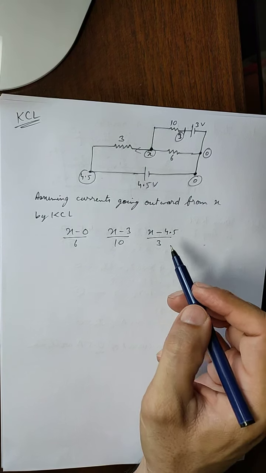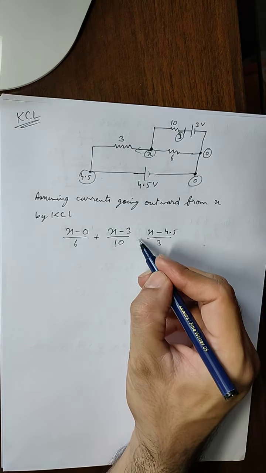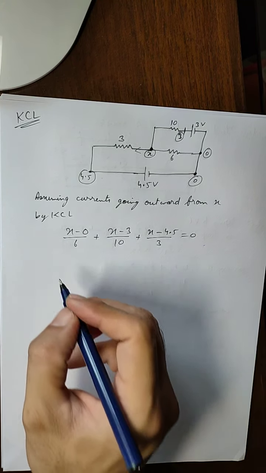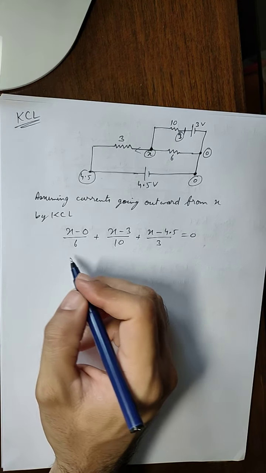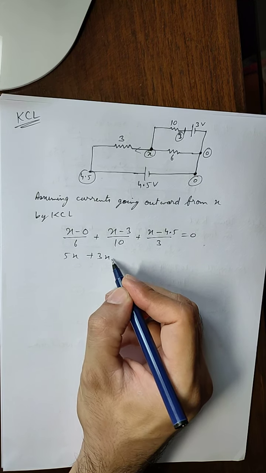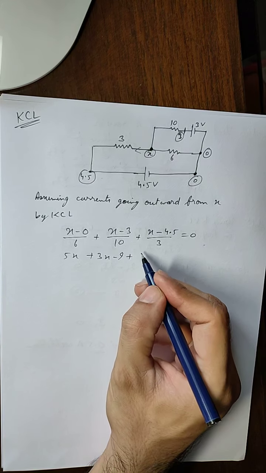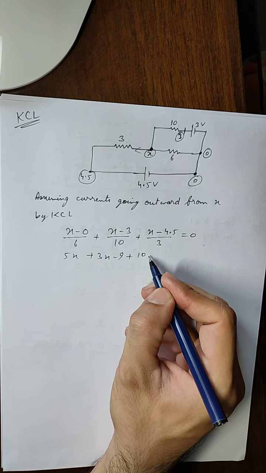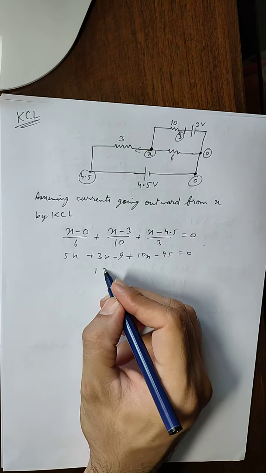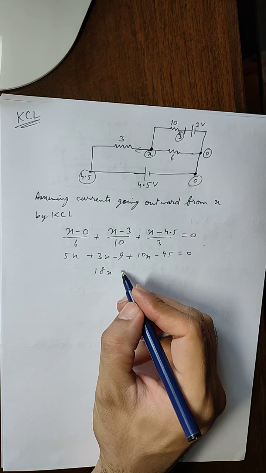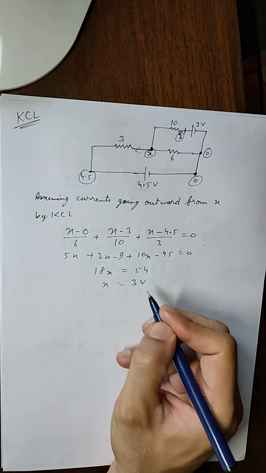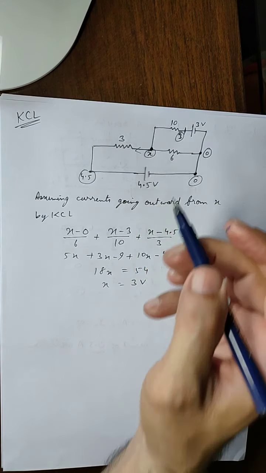Now according to KCL, the sum of all these currents should be equal to 0. So this should be our equation. Now if we solve this, the LCM will be 30 and we'll get the equation 5x plus 3x minus 9 plus 10x minus 45 equals 0. If we solve this, we will have 18x equals 54 or x equals 3 volt. So the value of this is 3 volts.